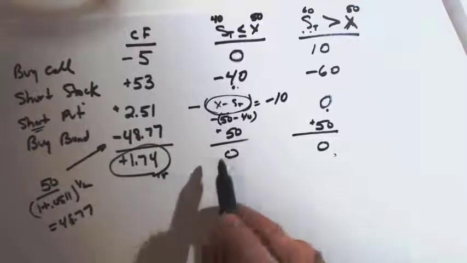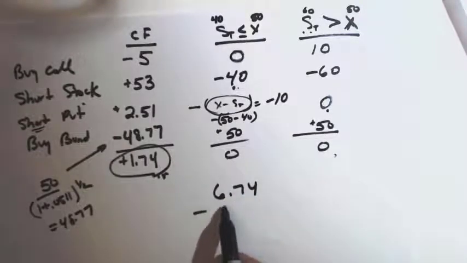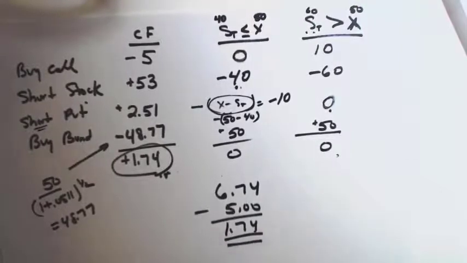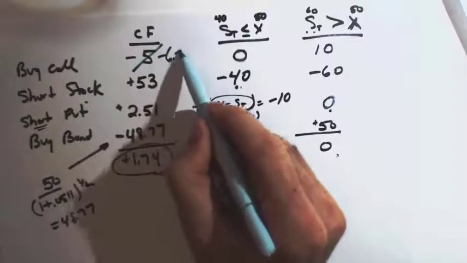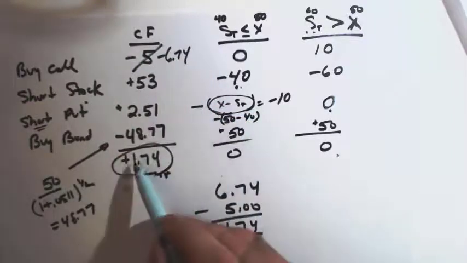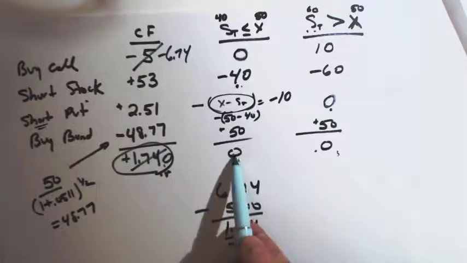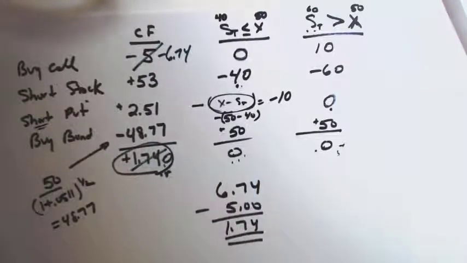And that $1.74 is simply the 6.74 theoretical value minus the 5 actual. That's where the $1.74 comes in. It comes from the mispricing of the call option. Had the call option been properly priced, this would have been minus 6.74. This would have been 0. These terms would still be the same, 0, 0, 0. Well, it cost you nothing to get nothing. Well, that kind of works in an efficient market.